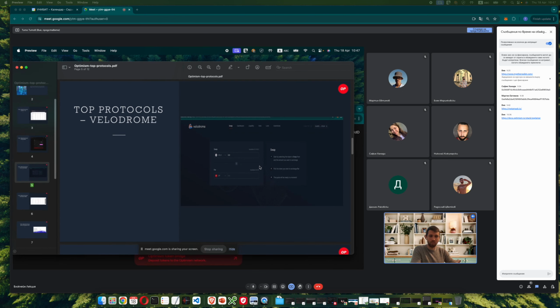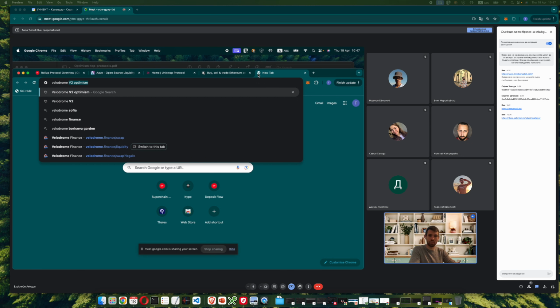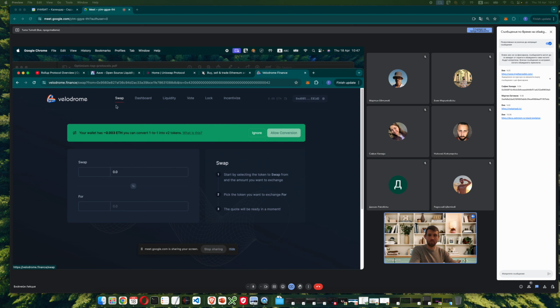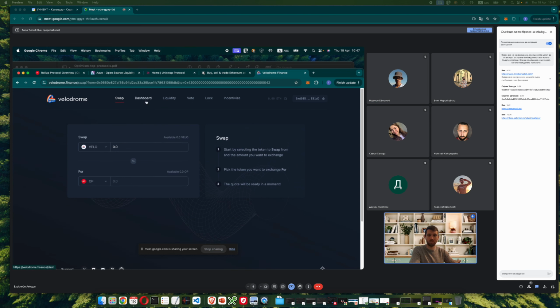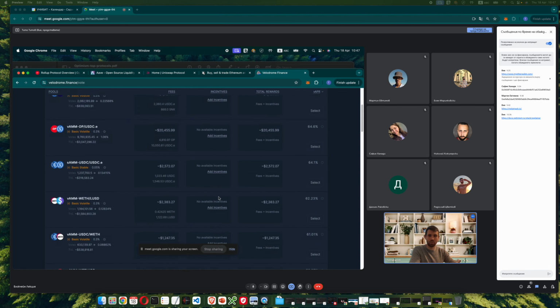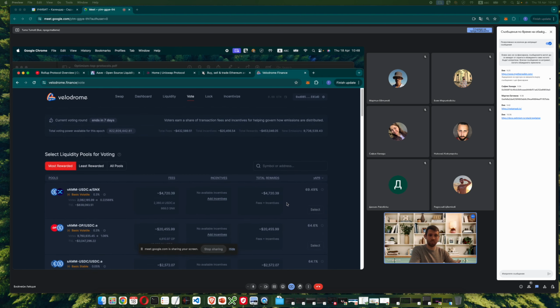Another protocol which is similar to Uniswap is Velodrome. It is targeting more specifically Optimism, but the idea is similar to Uniswap, and you have some other things as well. You can have swap functionality. You have some votings. Maybe it is voting for the Velodrome protocol, not sure. But yeah, you can see similar ideas here. There are liquidity pools, so you can provide liquidity, and after that you can earn some yield out of it.